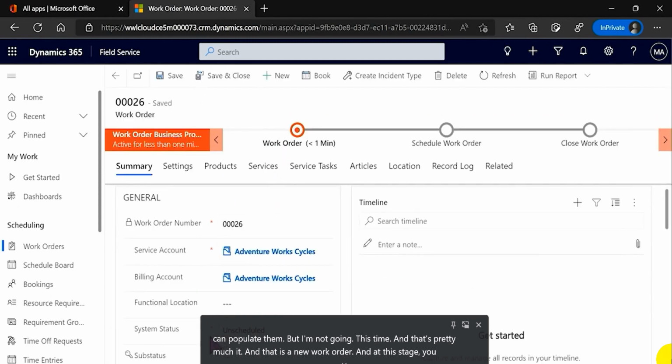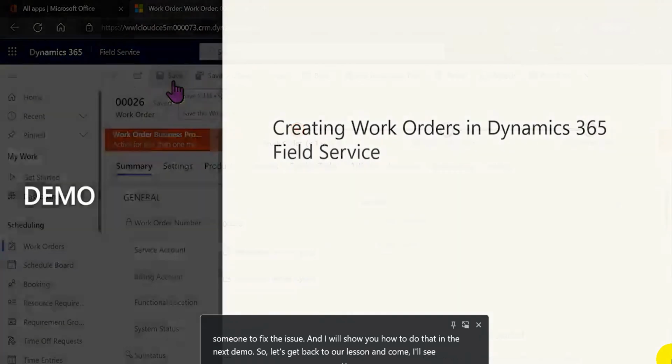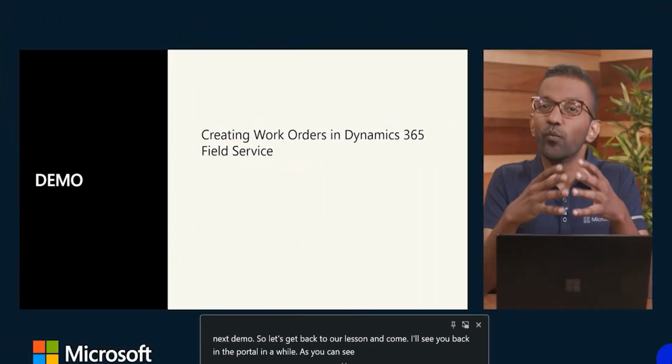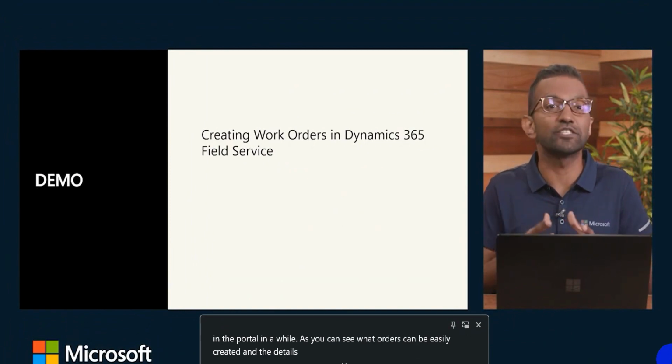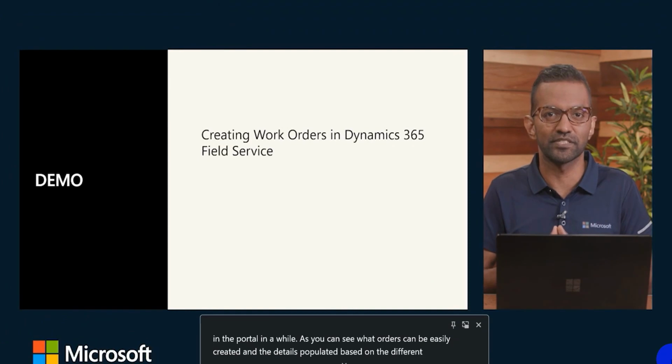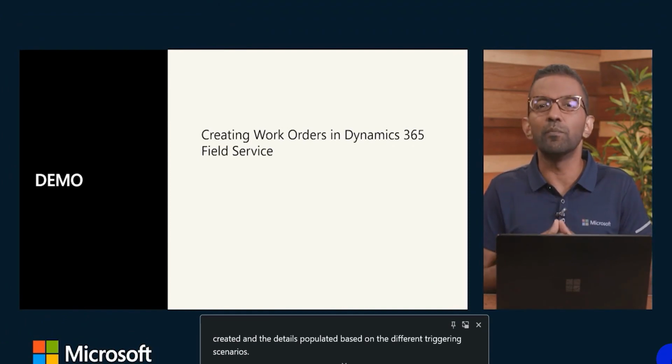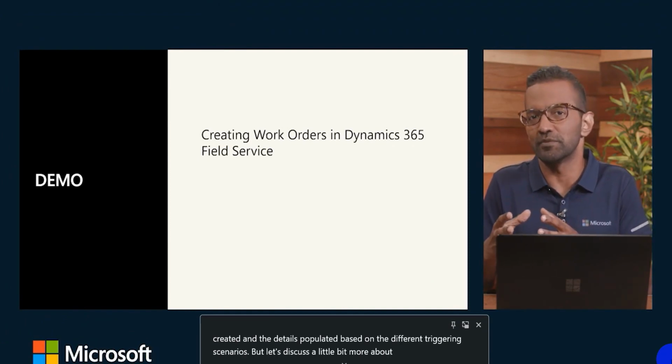And at this stage, you see that the system status is unscheduled. So for that, we need to deploy someone to fix the issue. I will show you how to do that in the next demo. So let's get back to our lesson and I'll see you back in the portal in a while. As you can see, work orders can be easily created and the details populated based on the different triggering scenarios. But let's discuss a little bit more about the details of some of these work orders.